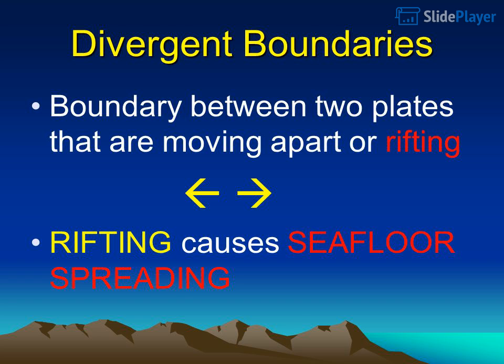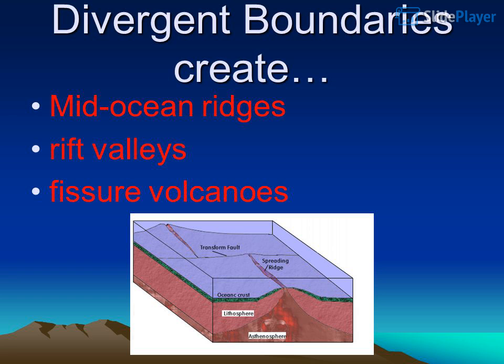Divergent boundaries. A boundary between two plates that are moving apart, or rifting. Rifting causes seafloor spreading. Divergent boundaries create mid-ocean ridges, rift valleys, and fissure volcanoes.